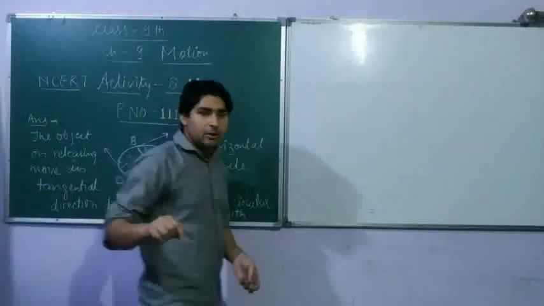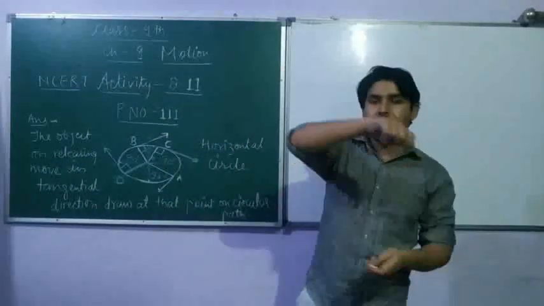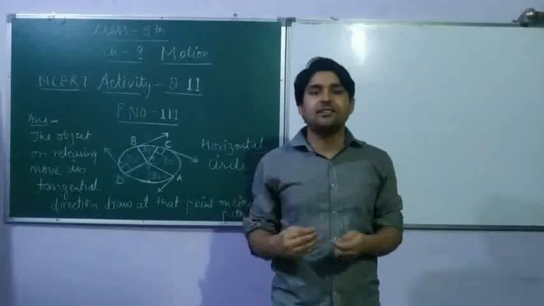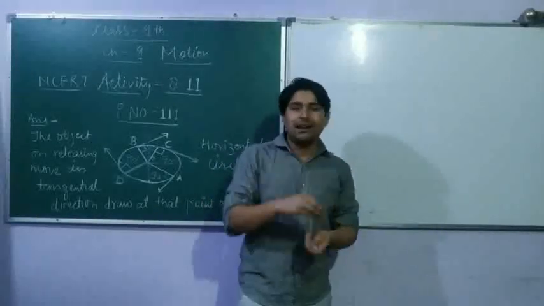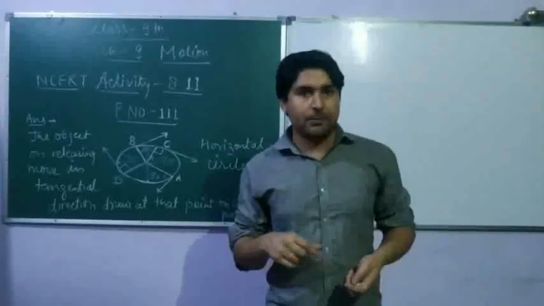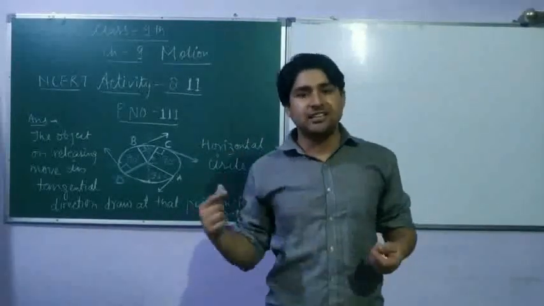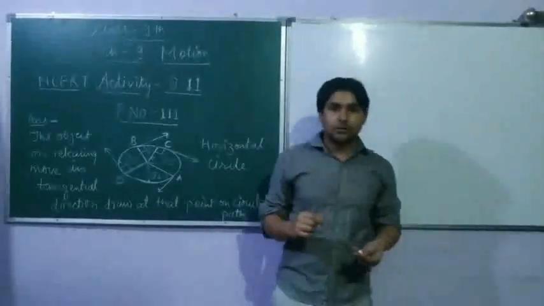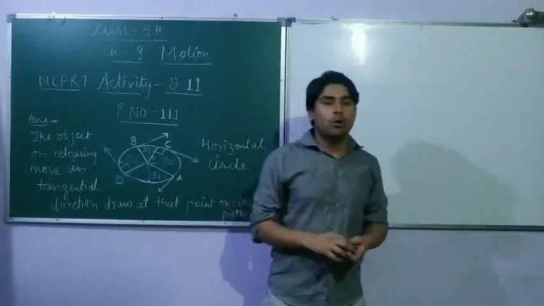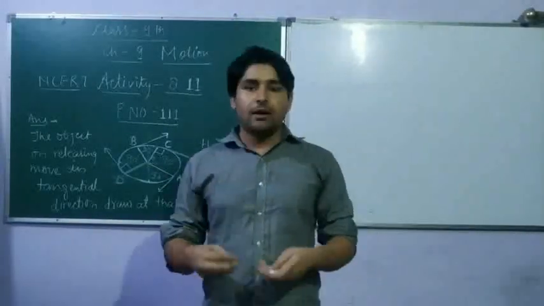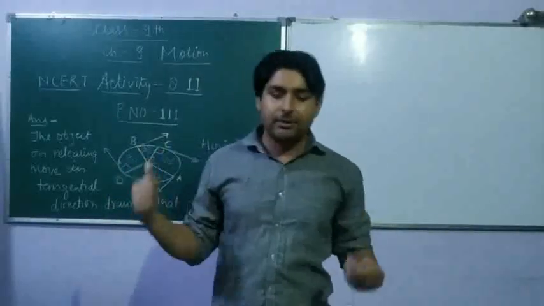Conclusion is what? Whenever any object moving on a circular path is just released at any point on the circular path, then it moves in tangential direction drawn at that point of the circular path. Okay, this is the conclusion. Moreover, I would like to give you an example of this particular activity also.